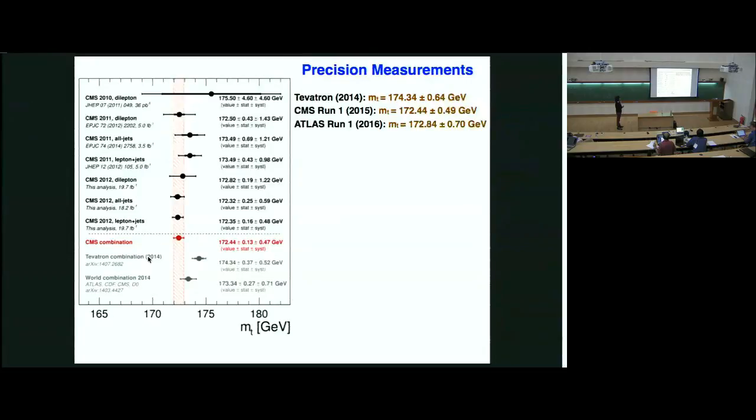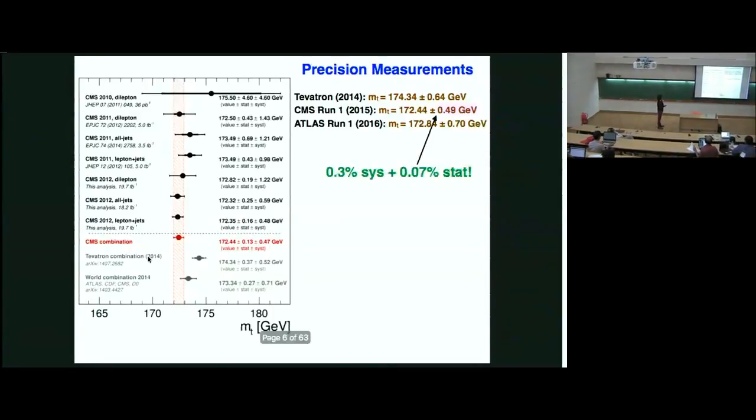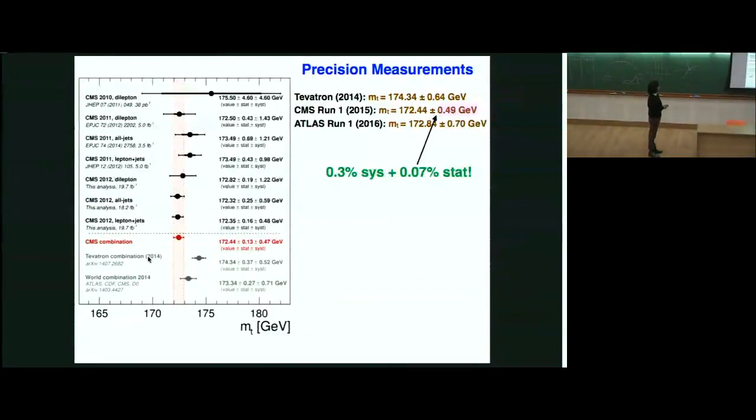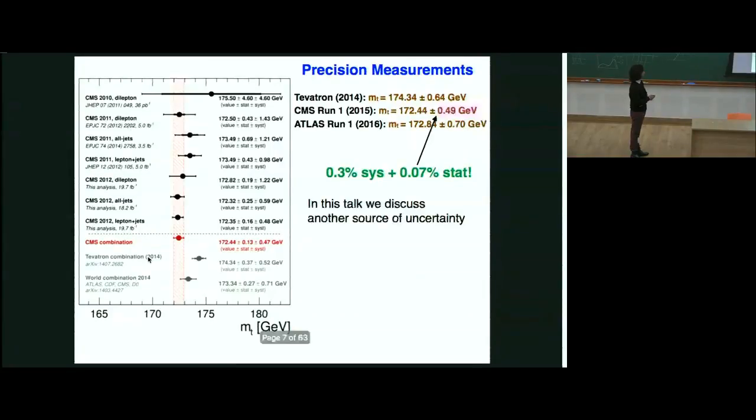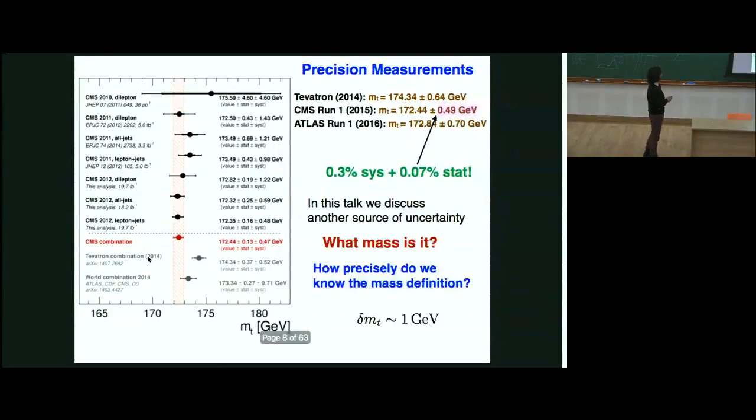The top quark mass has been measured by various collaborations, and the uncertainty is quite small. This is the experimental uncertainty, but this talk is about a different source of uncertainty. We're trying to answer the question, what mass are we measuring in these collisions? In other words, how precisely do we know the definition of the mass that has been measured at these colliders? The uncertainty I'm going to talk about is of the same order as the experimental uncertainty, so it's important to address this question.